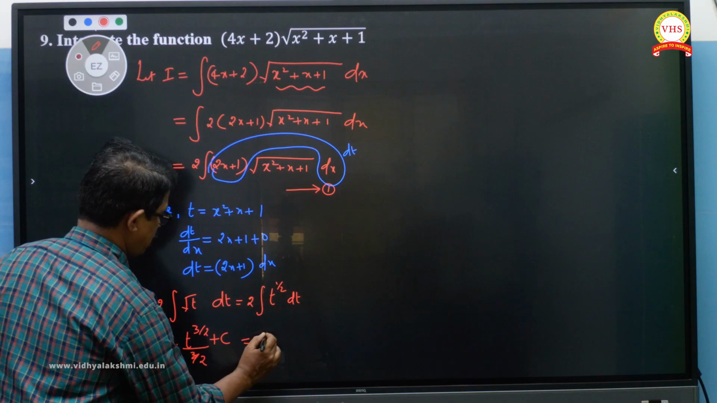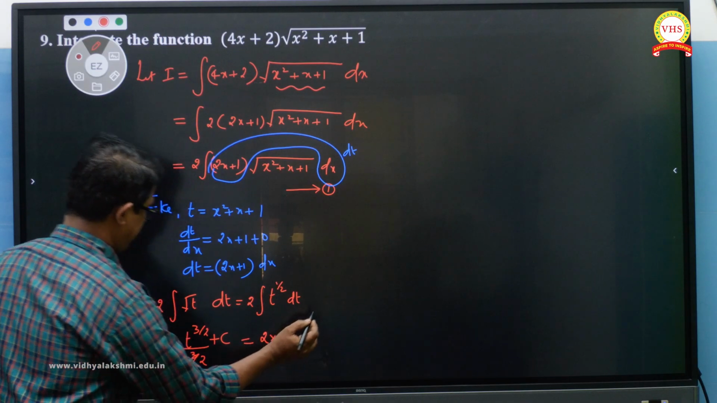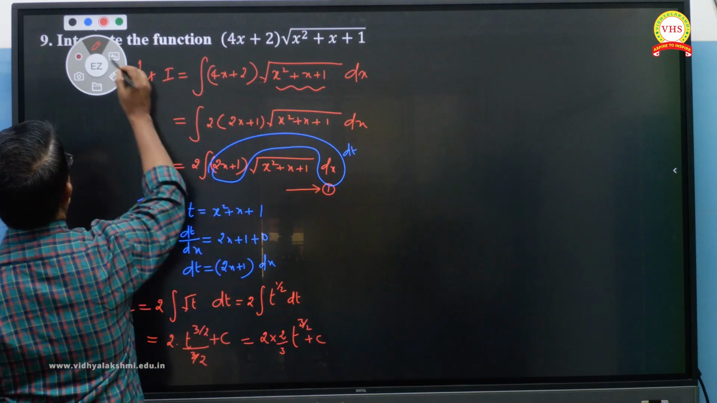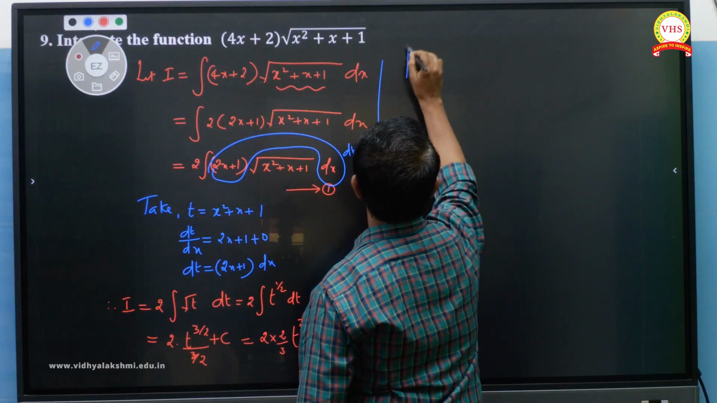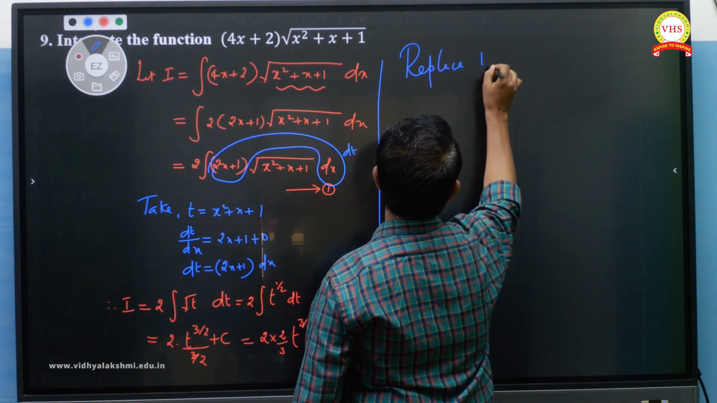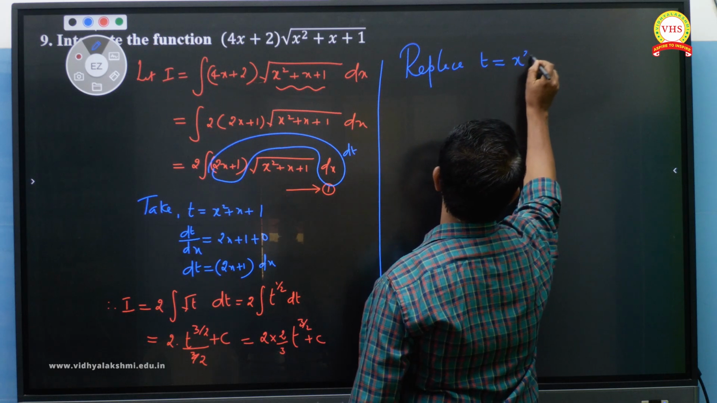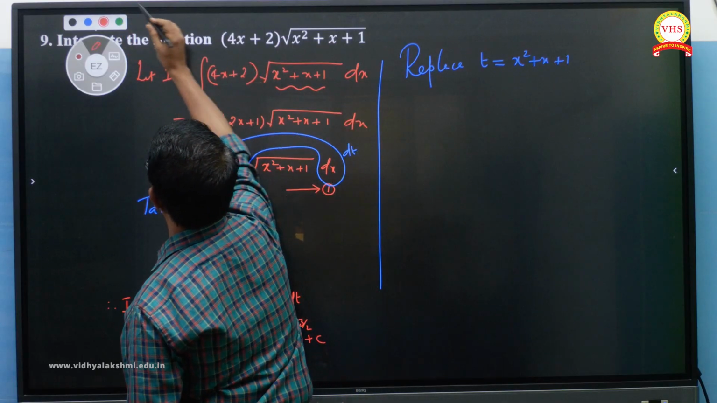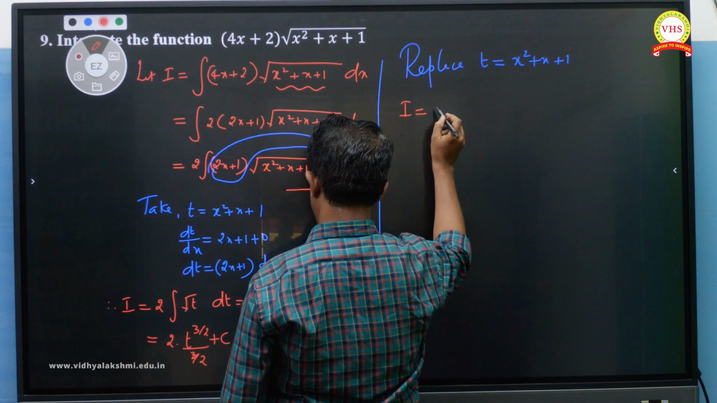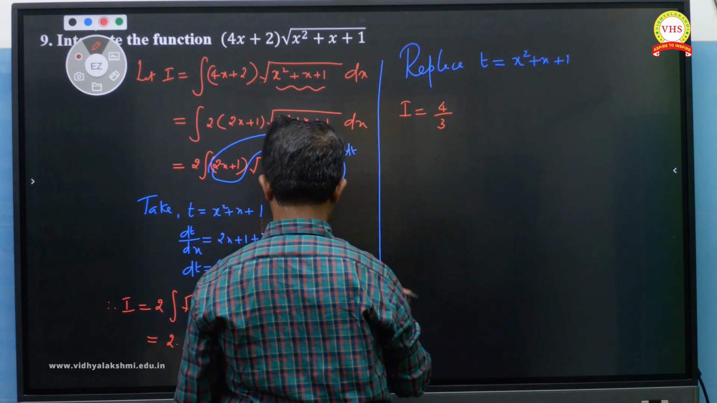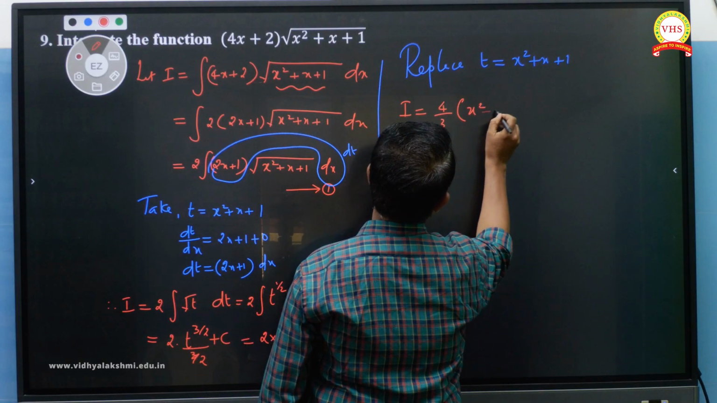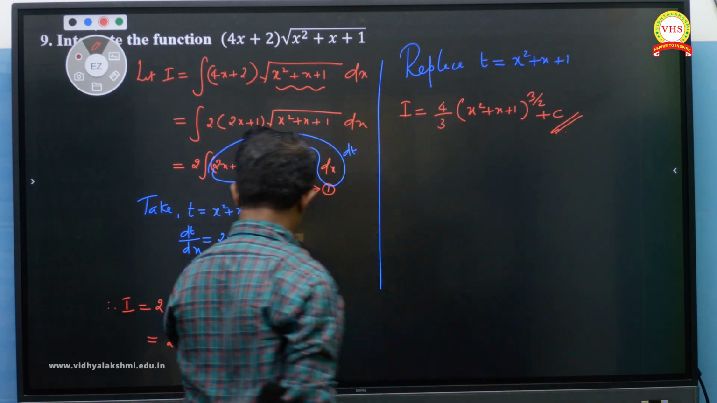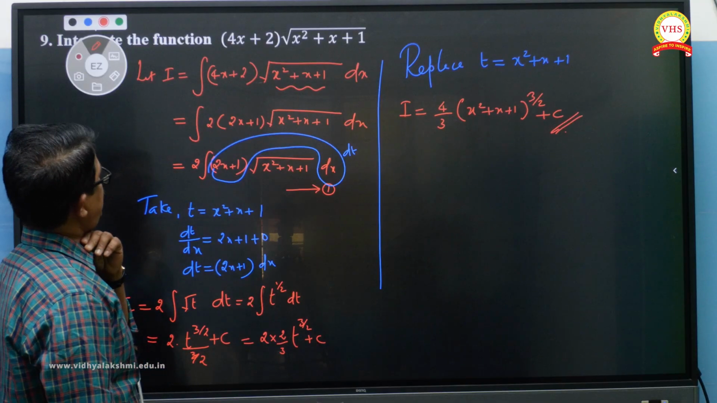Now what are we going to do? 2 times 2 by 3, taking the reciprocal, t to the power of 3 by 2 plus c. Then finally we need to replace the t value. What is the t value? Replace t with what we assigned, x square plus x plus 1. Now finally the integration becomes I equal to 4 by 3 times x square plus x plus 1 whole power 3 by 2 plus c. This is the required answer for the given function.